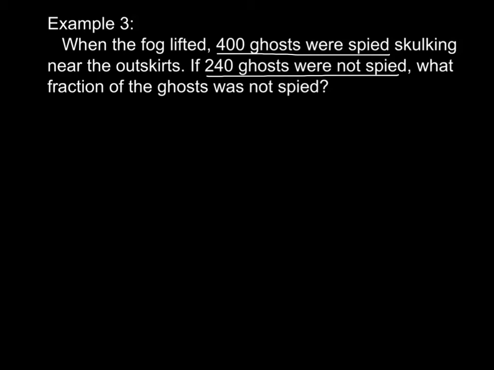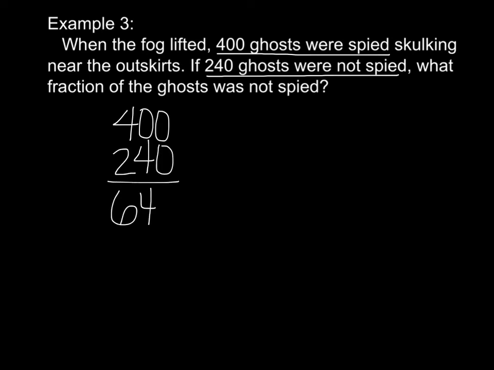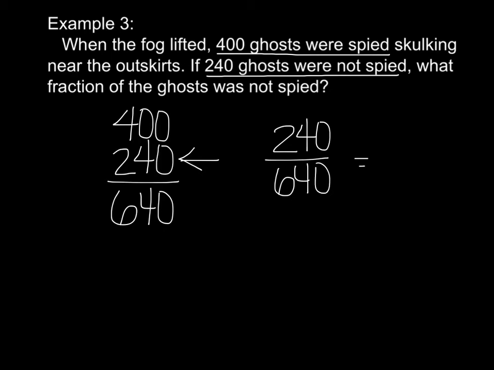Well, we're going to have to total these things up first. There were 400 and 240, and if I put that together, I know that the total amount of ghosts was 640. So if I want to know the fraction that was not spied, I would look at that number, 240, over the total, which is 640, and then I would reduce it. I can cancel out the zeros, so I'm just going to look at 24 and 64. I need to think of a number that will go into both of those. 8. 8 will go into 24 3 times, and 8 will go into 64 8 times. So 3/8 of the total ghosts were not spied.